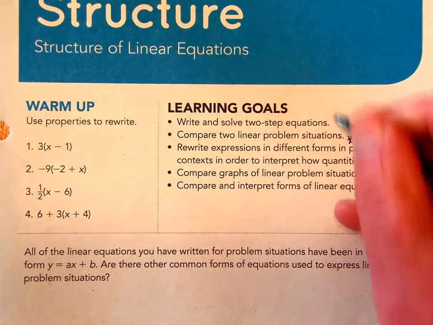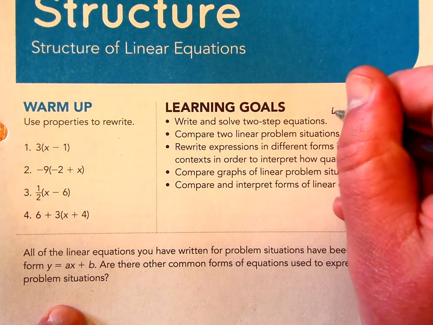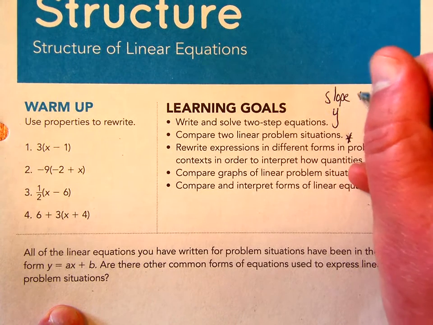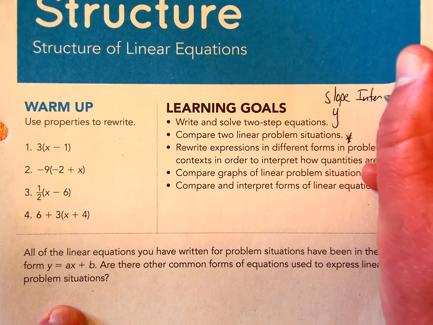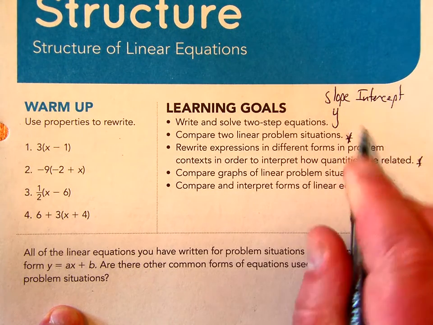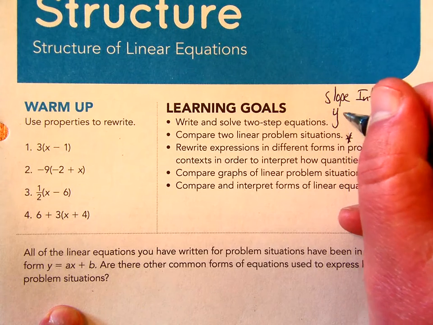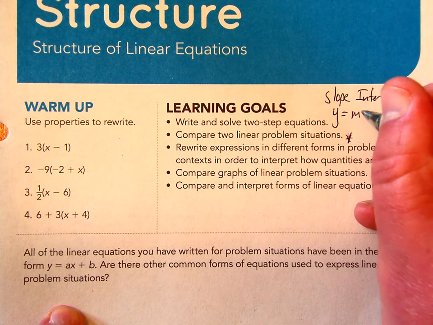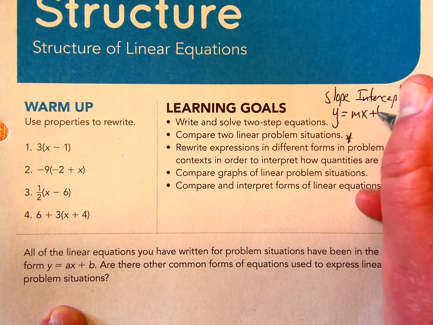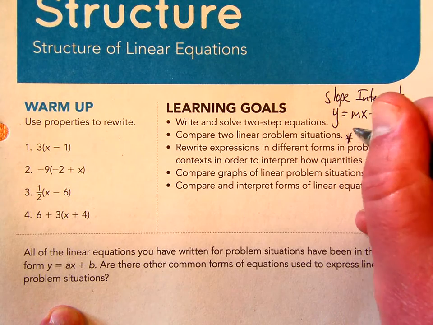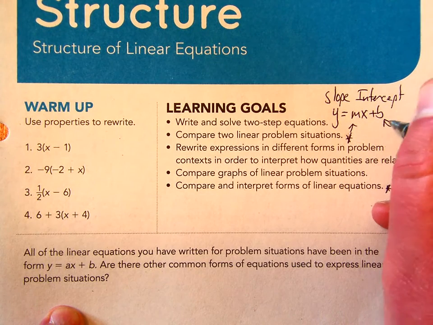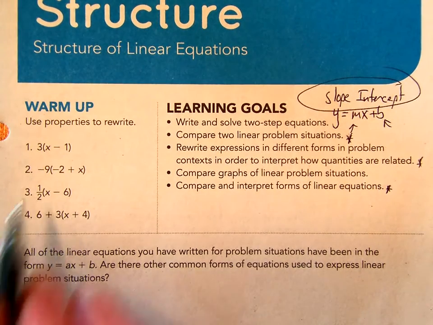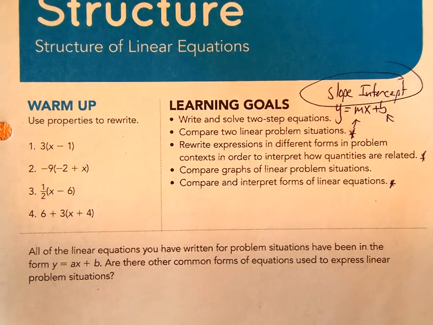And so, again, the main form that we're working with is slope-intercept form. Slope-intercept. And again, just as the name describes, you're just looking for the slope and the y-intercept. It is y equals mx plus b, and you're looking for slope, which is m, and the y-intercept, which is b, hence slope-intercept form. Let's take a look at the warm-up problems.